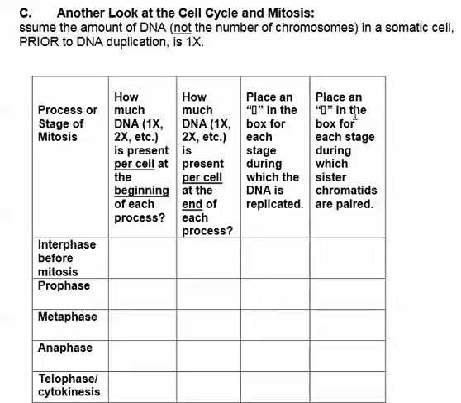Next column, place that symbol in the box for each stage during which sister chromatids are paired. Now, in the answer key, I put a little note here. After S phase of interphase, the sister chromatids are paired, but you can't see them. So this would technically be checked. You can definitely see the sister chromatids paired in prophase. You can see them paired in metaphase.